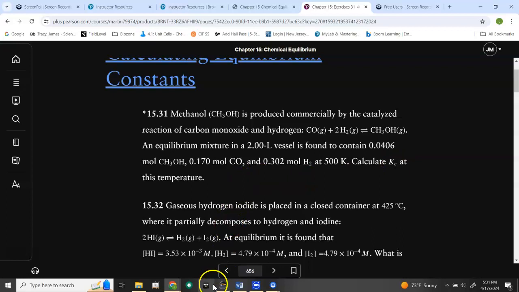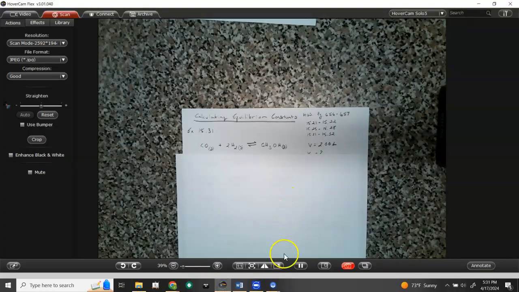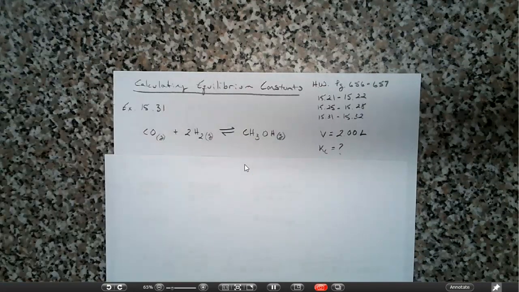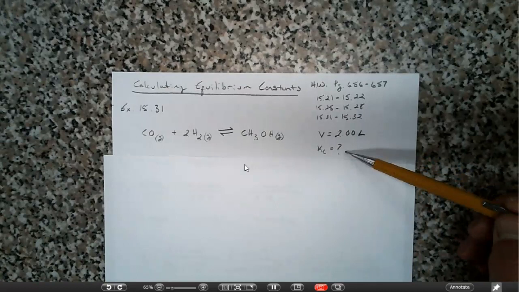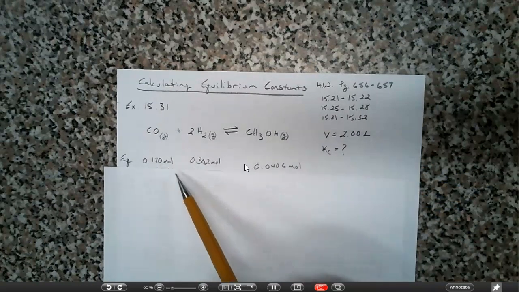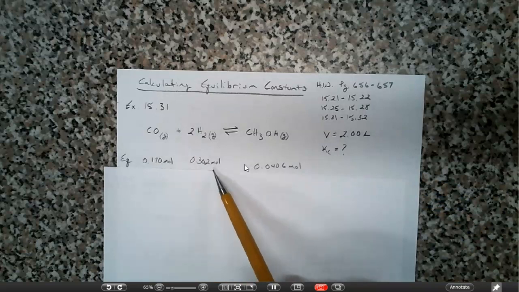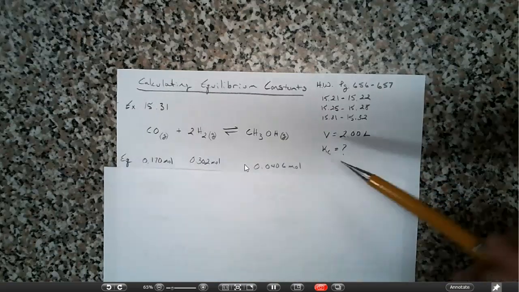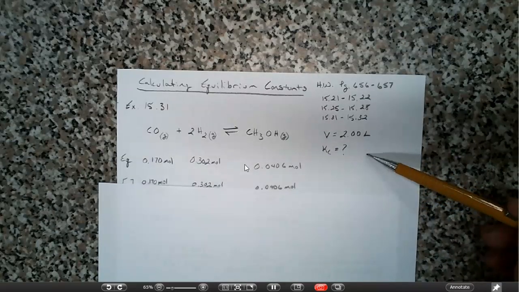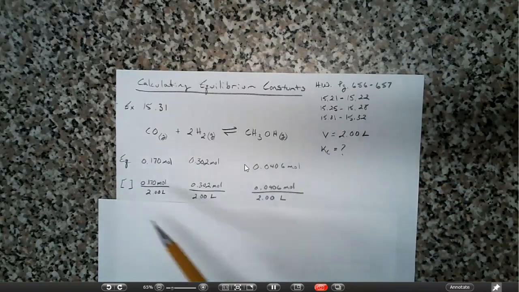So I'm just going to run through this problem, and you can read through it. If you have your book, you can open it up and go along. I'm going to write out everything that I have. So here we go. I wrote out all the variables, what we're looking for. We have here 2 liters, and then here's Kc. At equilibrium, I had 0.17 moles of carbon monoxide, 0.302 moles of hydrogen, and 0.0406 moles of methanol.